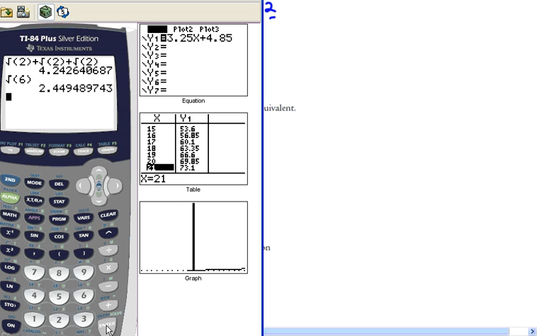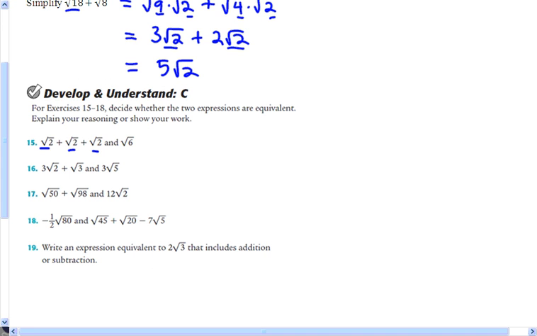So let's try and reason through why that is not true. Square root of 2, adding those three, they're all like terms. We can actually combine those. Now remember, it's really 1 times the square root of 2 plus 1 times the square root of 2 plus 1 times the square root of 2. And since they're all like terms, we can just add the coefficients. 1 plus 1 plus 1 is 3 times the square root of 2.